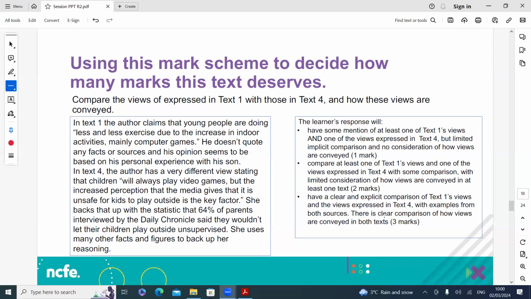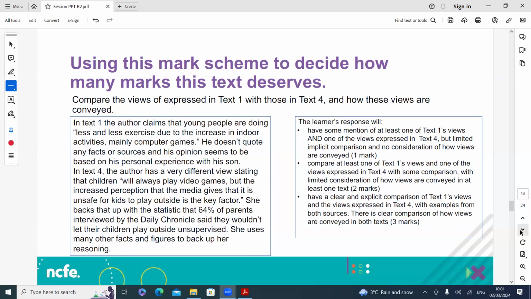There is clear comparison of how views are conveyed. So it talks about the personal experience and the different view of text 4 using facts and figures. So this answer would be awarded 3 marks because it does all of the things in this 3-mark criteria.